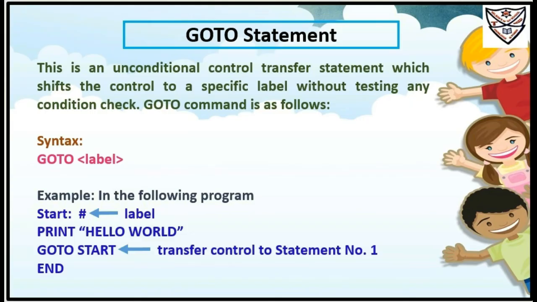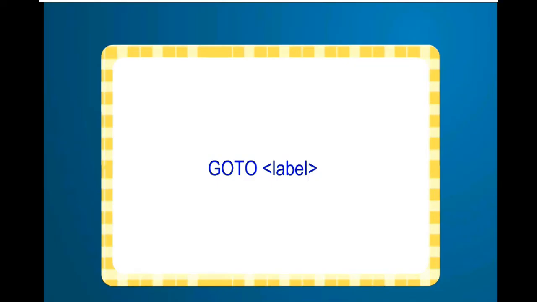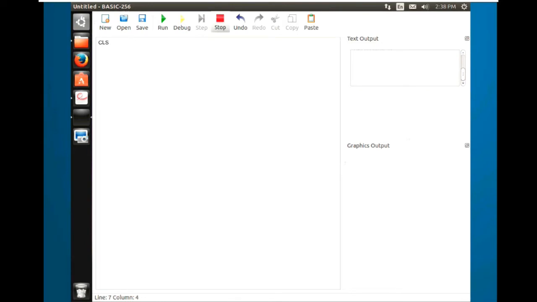GOTO statement. This is an unconditional control transfer statement which shifts the control to a specific label without testing any condition. The GOTO command is as follows. Syntax: GOTO label. In the following program: start, label. Start: PRINT "Hello world" in the two inverted commas. GOTO start.